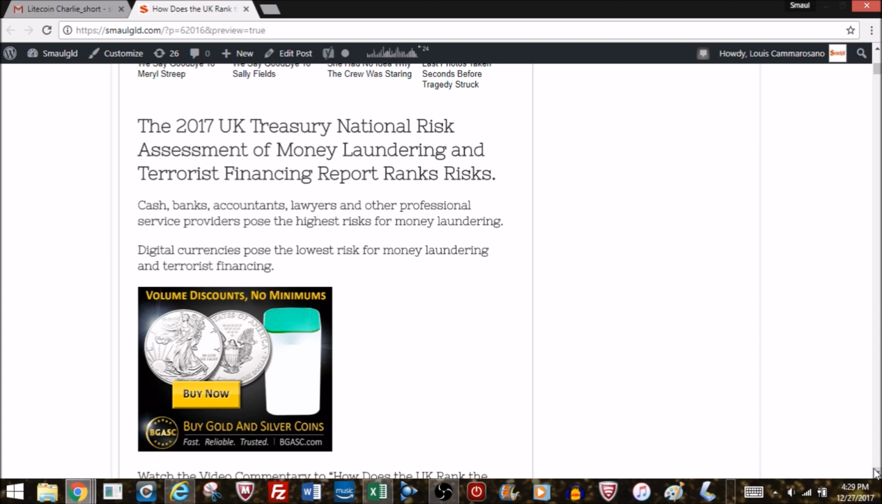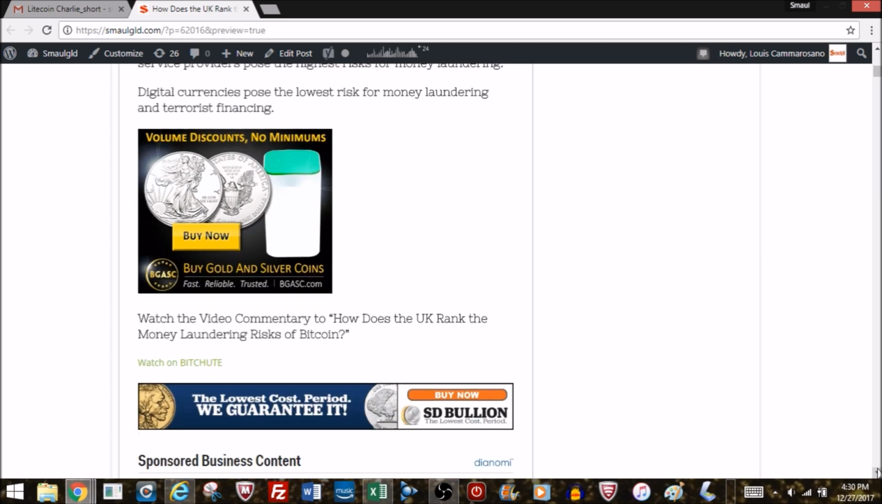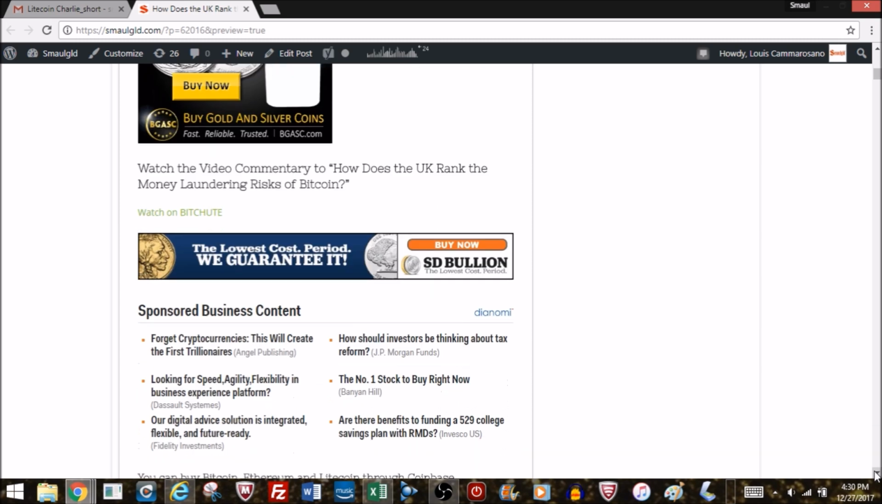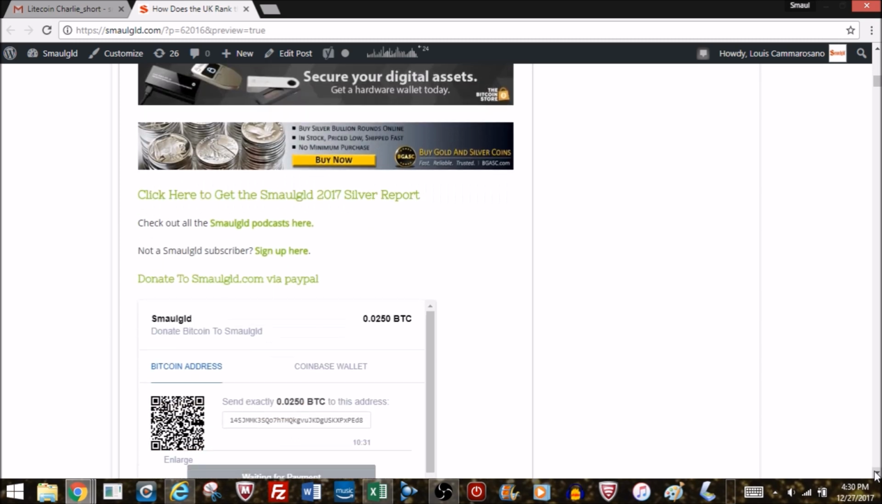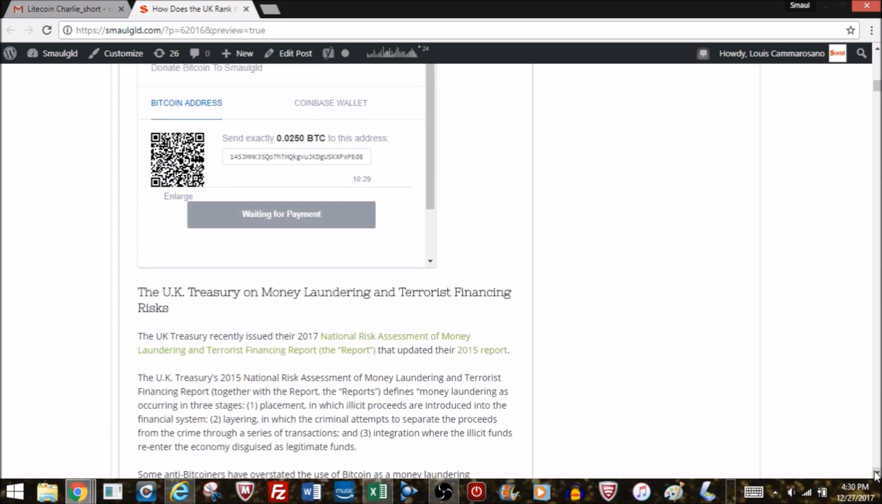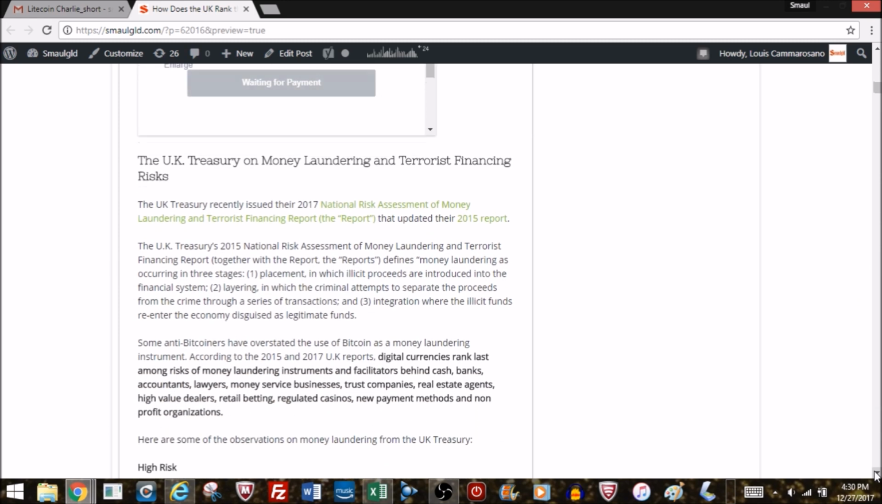The top of the list were cash, banks, accountants, lawyers, and other professional service providers. The UK Treasury deemed those to pose the highest risk for money laundering. At the bottom of the list were digital currencies like Bitcoin, that the UK Treasury deemed to pose the lowest risk for money laundering and terrorist financing. Let's just take a quick look at some of the findings of the report. I'll provide a link to the report, both the 2015 report and the 2017 report from the UK Treasury.